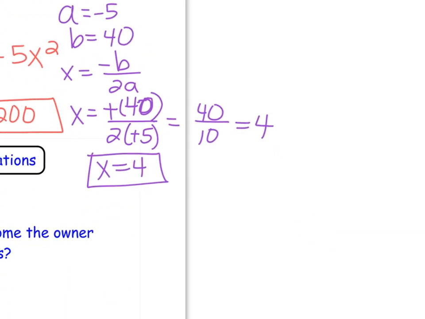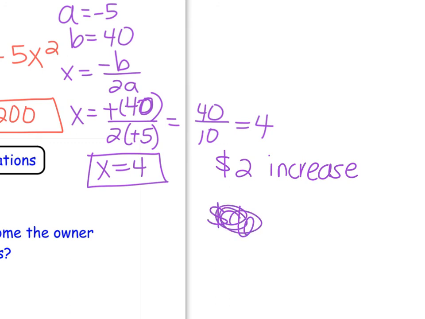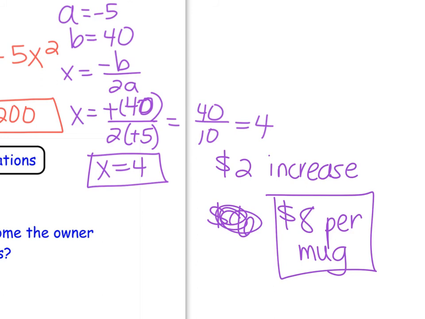So we need 4 50-cent increases in order to maximize the price. So that means we need a total increase of $2, which means our price per mug that we need to do is $8. 6 plus 2, so $8 per mug will maximize your profit. So that's your answer to part A.